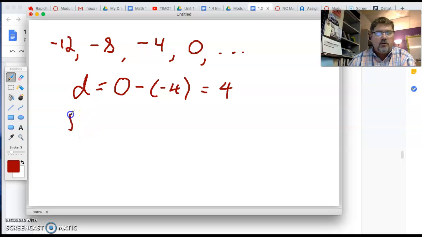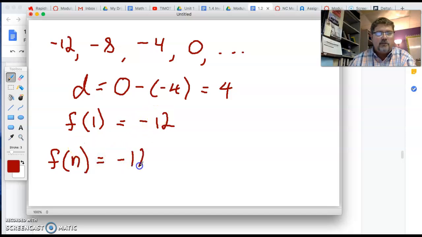Your first term, f of 1, is negative 12. Remember, those are the two things I need. We're going to plug it into the formula. F of n equals f of 1, which is negative 12, plus n minus 1 times 4. That will predict terms of the sequence.